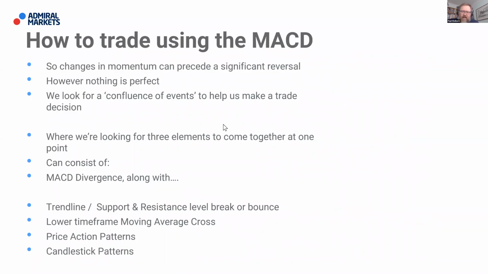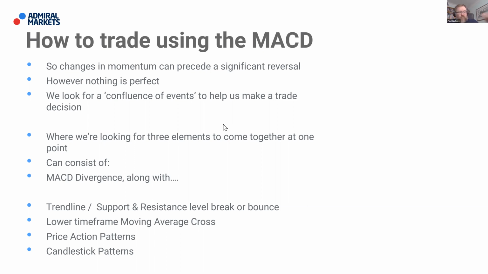So, in terms of how to trade that MACD, we're looking at changes in momentum that can precede a real significant reversal. However, nothing is perfect. You've often heard me say that about trading. There is no perfection. So what we look for is a confluence of events to help us make a trade decision.